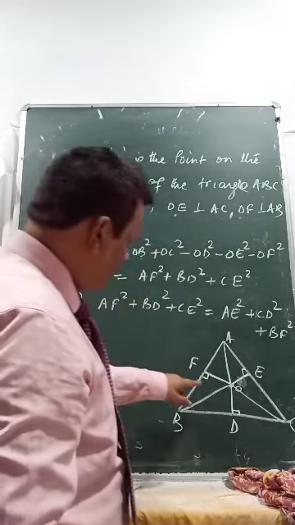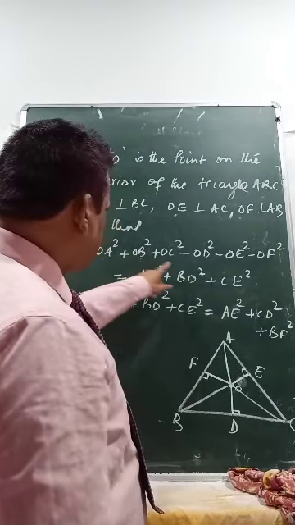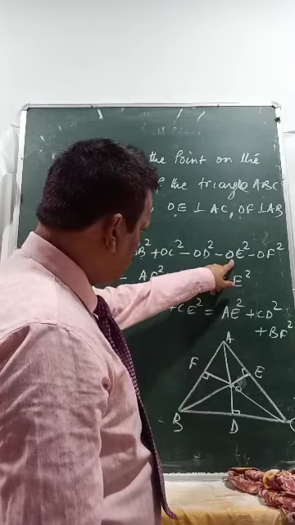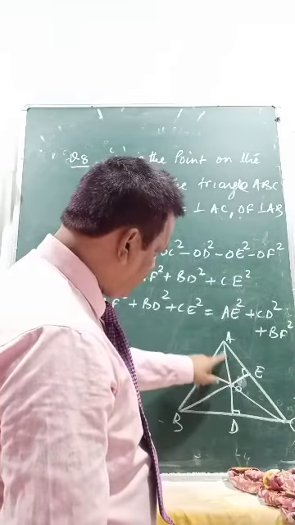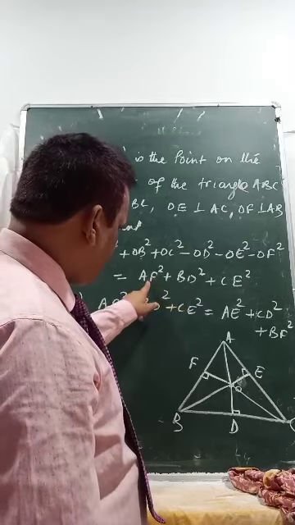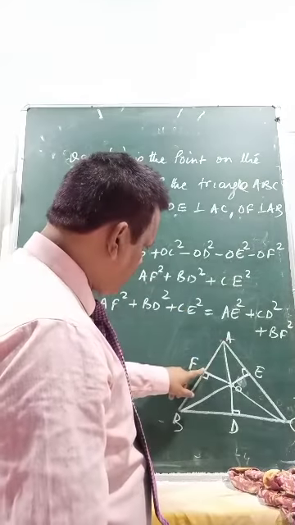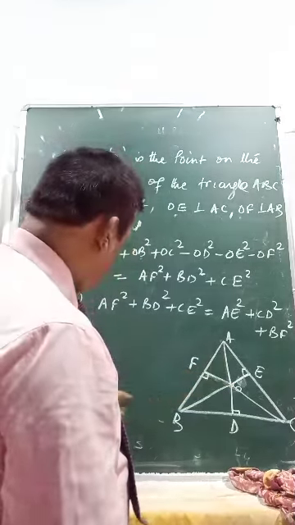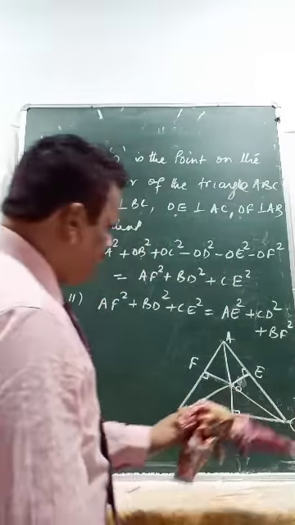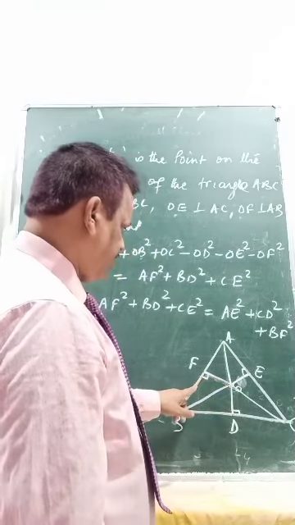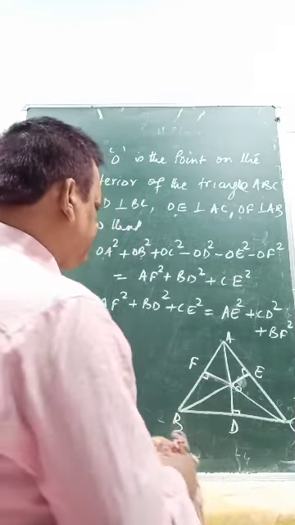Okay, look at the parts, OA square, OD square, OE square, OF square. Now look at OA square equals, what you need, you have to look at AF square. You need AF square plus OF square. So you can write which triangle? AOF triangle.